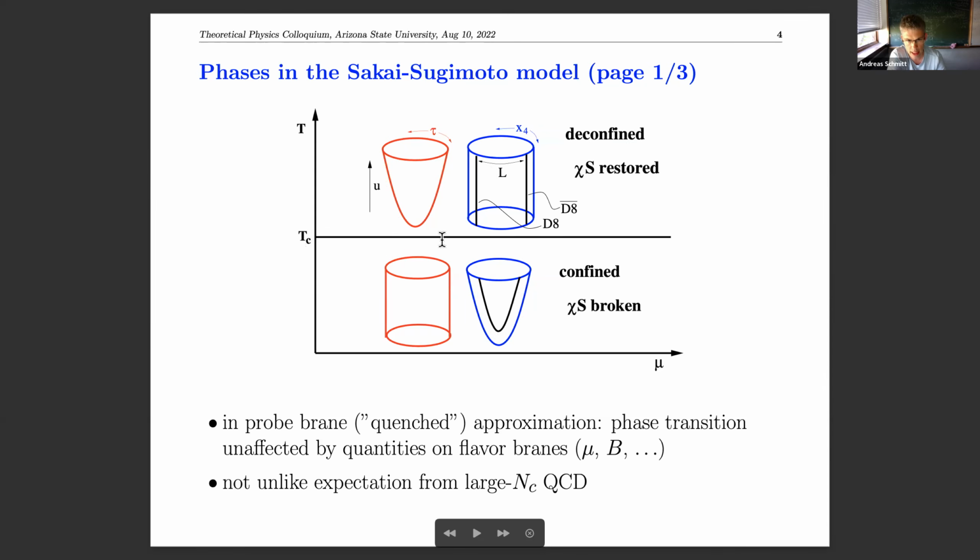That's what one finds. And the fact that this is independent of mu is because mu is a boundary value of a gauge field living on the brane. So whatever I do on the brane, by assumption, does not change the background geometry. That's why there's no mu dependence of this line. This is very much like the quenched approximation in QCD, and also gives us a phase diagram that's very much as expected from large N_c QCD, which you might have seen before.